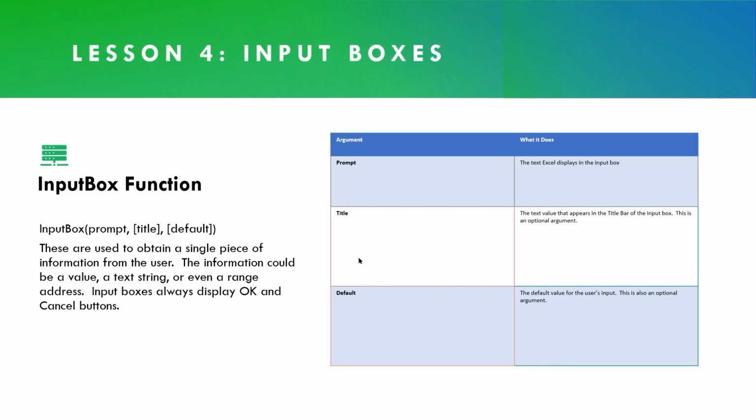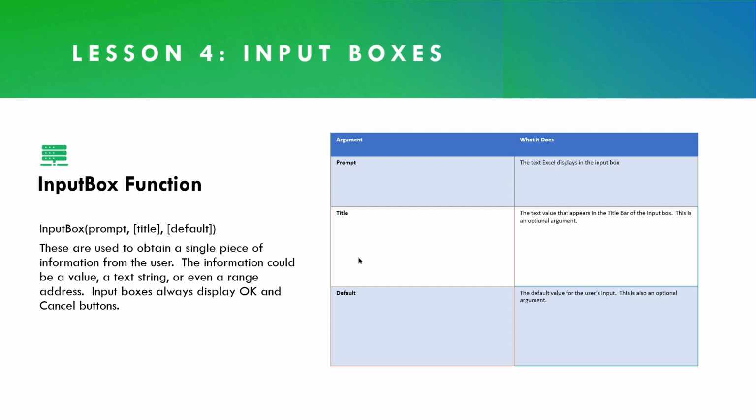So the InputBox function has 3 arguments: prompt, title, and default. Title and default are optional, and these are used to obtain a single piece of information from the user. It could be a value, a text string, or even a range address. Input boxes always display OK and Cancel buttons.